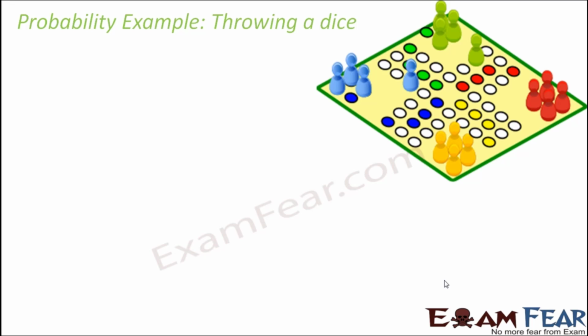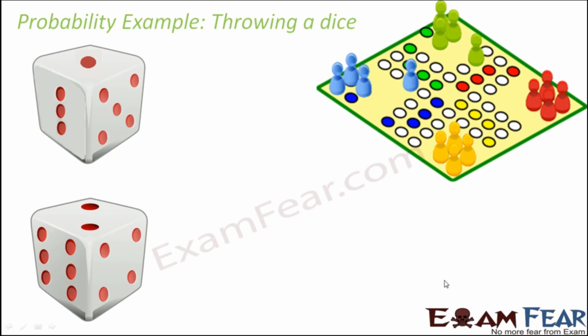Now, let us take another example of probability. I am sure all of you would have played Ludo somewhere or the other in your lifetime. Ludo is a very common indoor game. While playing Ludo, you might have used the dice. So, how does a dice look like? This is how a dice looks like.